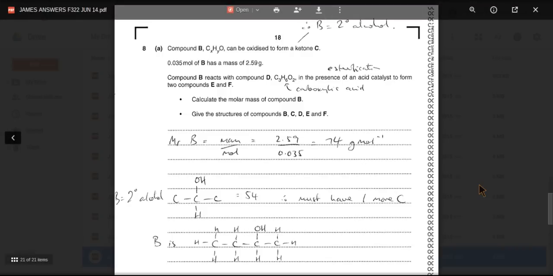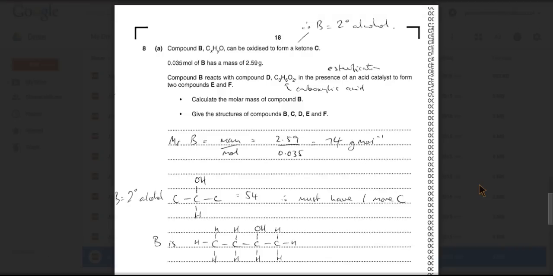And the final question, question 8, is quite a long sort of unknown question where you've got to work out what the various organic compounds are given all this information. So we're told compound B, CxHyO, can be oxidized to form a ketone.